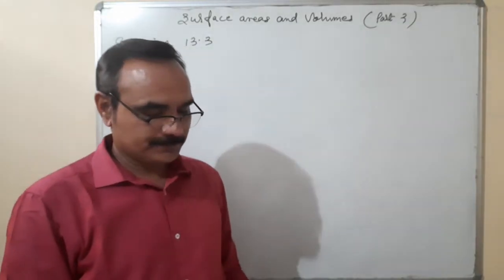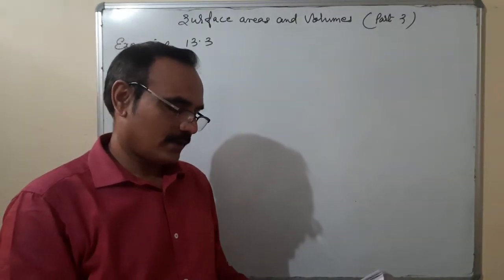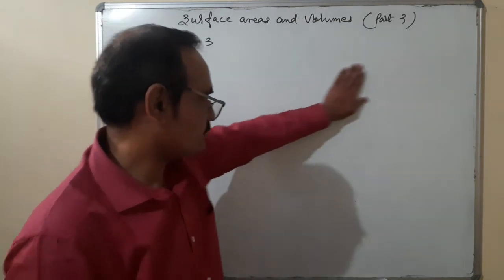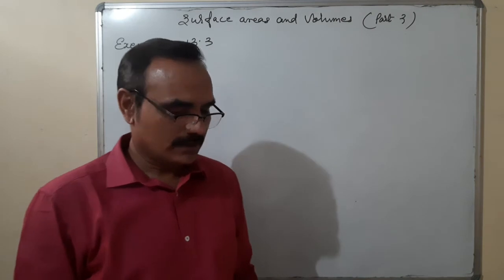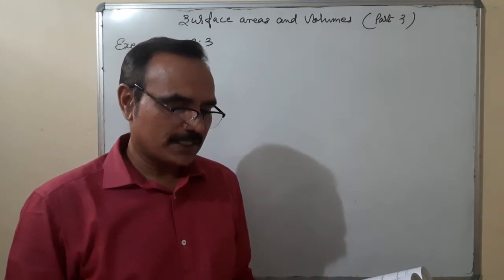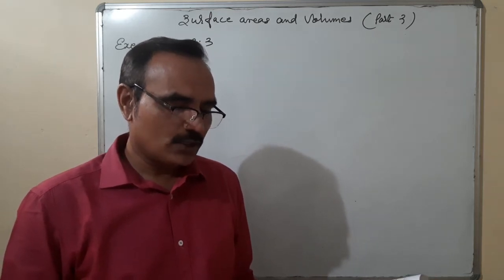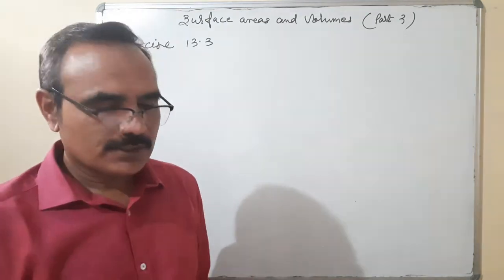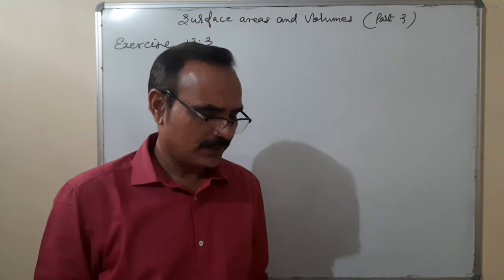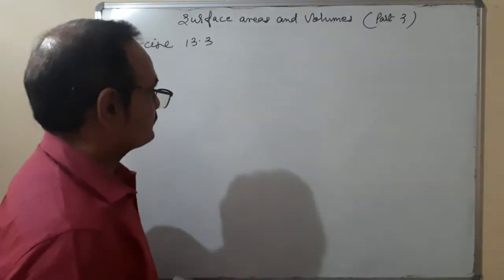After this question, taking question number 7. Seventh: a joker's cap is in the form of a right circular cone of base radius 7 centimeter and height 24 centimeter. Find the area of the sheet required to make 10 such caps. So simply we have to find the CSA of cone and multiply it by 10.